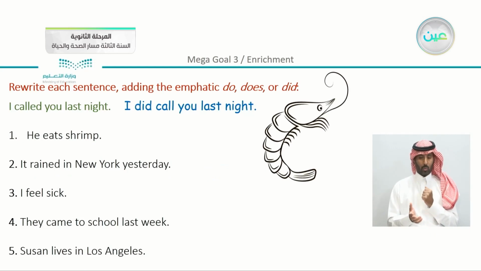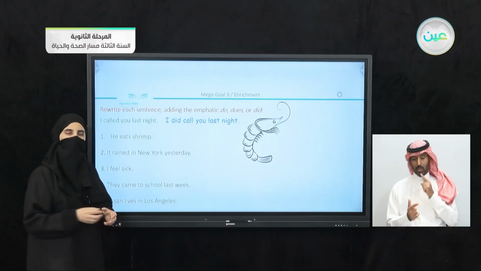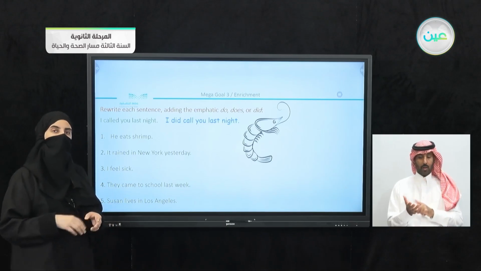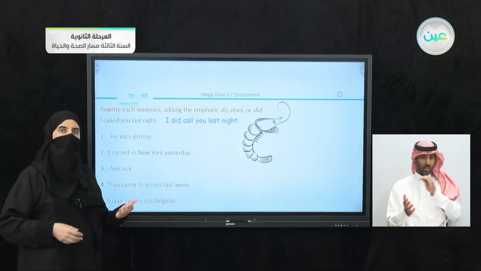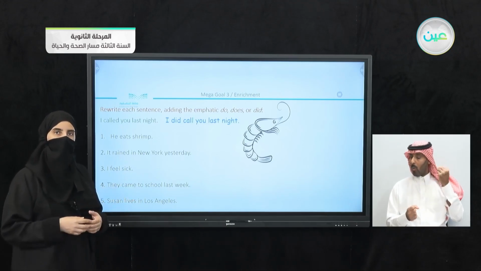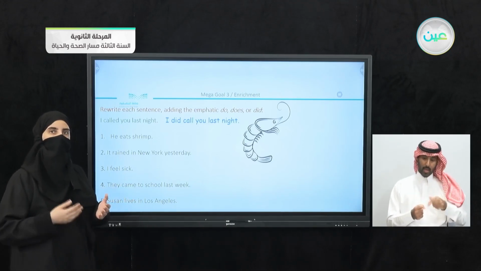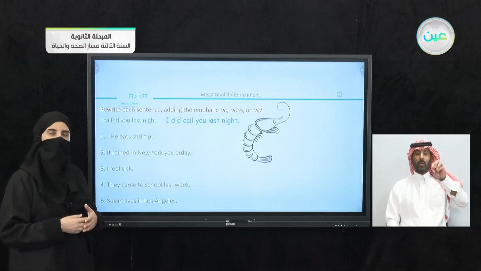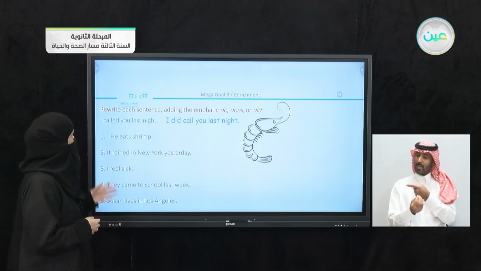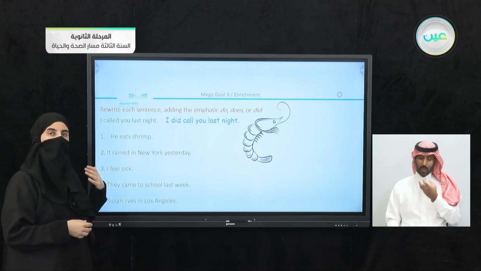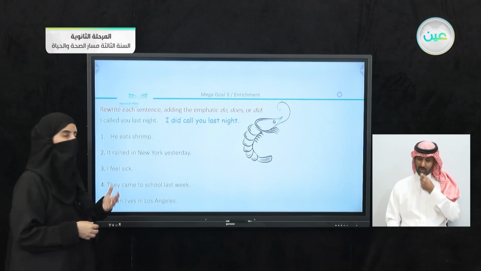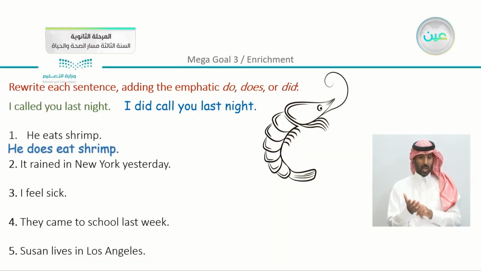Now we have done the exercises here. This time we are going to focus on the emphatic do. Remember that we said that do can emphasize the sentence. You can use it in the past or the present. So we have here do, does, or did. They can be applied within the sentences. The first one, he eats shrimp. From the verb, you can see that it is in the present simple. There is an S. So we can emphasize by saying he does eat shrimp.